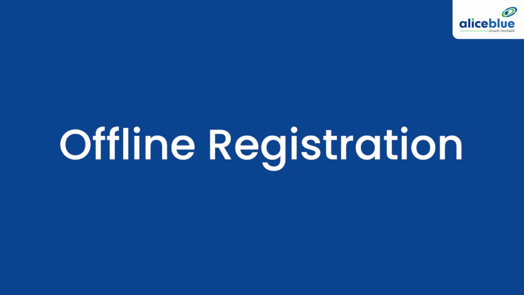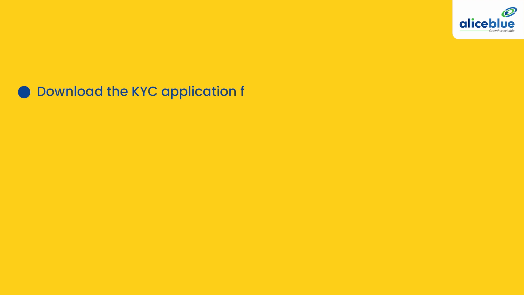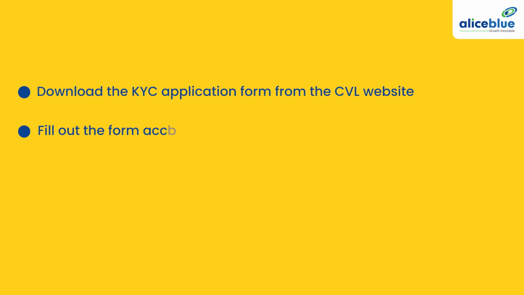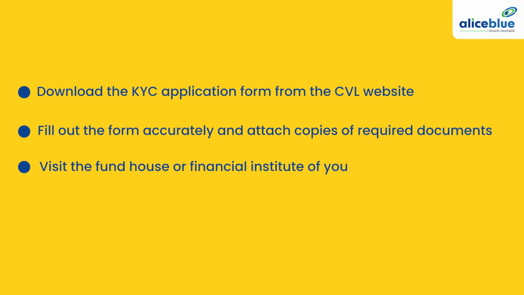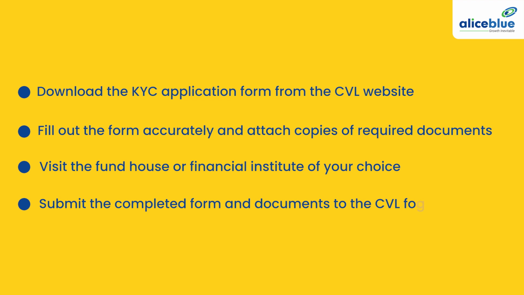Offline registration steps. Step 1. Download the KYC application form from the CVL website. Step 2. Fill out the form accurately and attach copies of required documents. Step 3. Visit the fund house or financial institute of your choice. Step 4. Submit the completed form and documents to the CVL for processing.